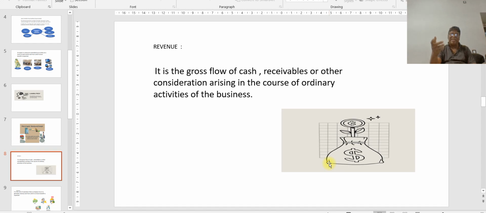It is otherwise known as gross sales proceeds. It is the gross flow of cash, receivables, or other consideration arising in the course of the ordinary activity of a business. Suppose you sold goods for cash, then cash will be an inflow. If we sold goods on credit and have given some period to the customer, then it will come under receivables or any other means arising in the ordinary course of business.